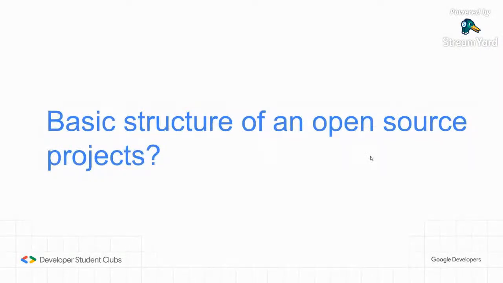So now let's dive deep into some things. What is the basic structure of an open source project? Even if many of you have GitHub accounts, or you have contributed or put a project in it, do you know what the basic structure of an open source project is?